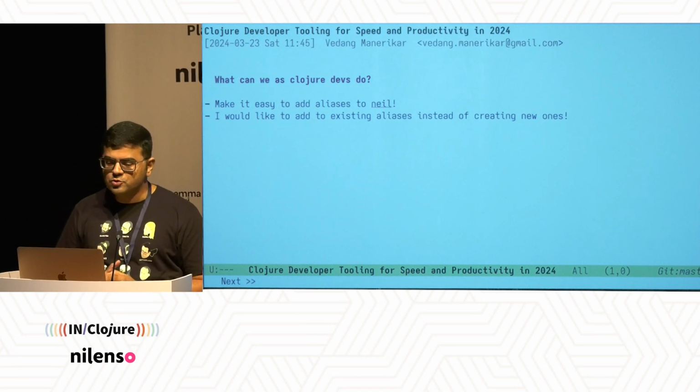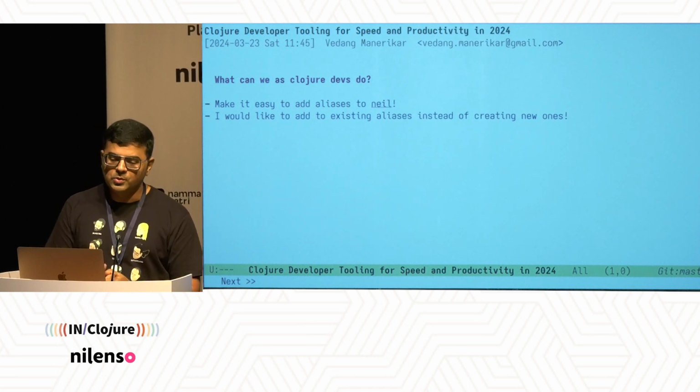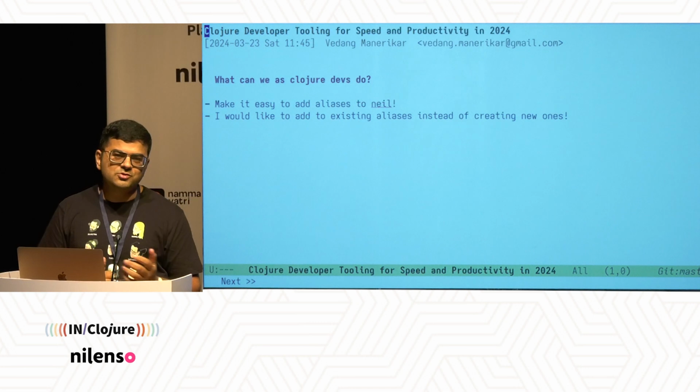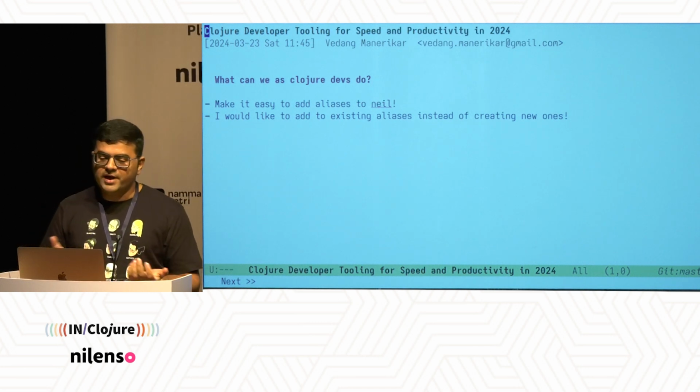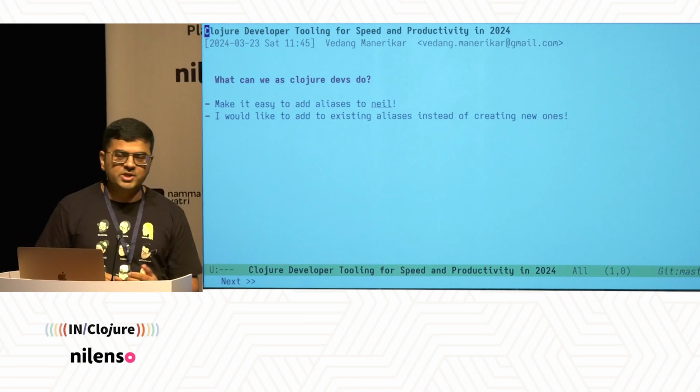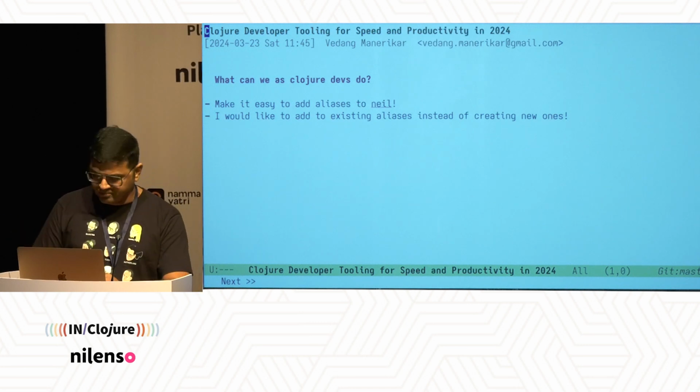What can Clojure devs do to make neil better? Adding aliases to neil right now is not easy. The code base is really small, and actually it's not very difficult, but you still have to read the code and do it. I would like somebody in the community to take this up and make it easier to add aliases to neil, please. I'll be very grateful for it.